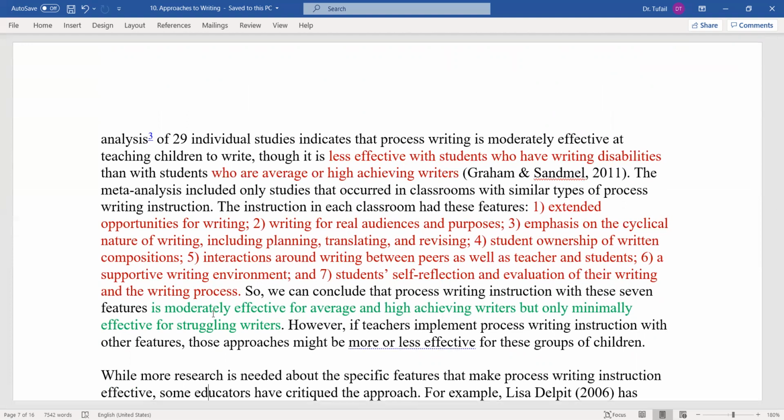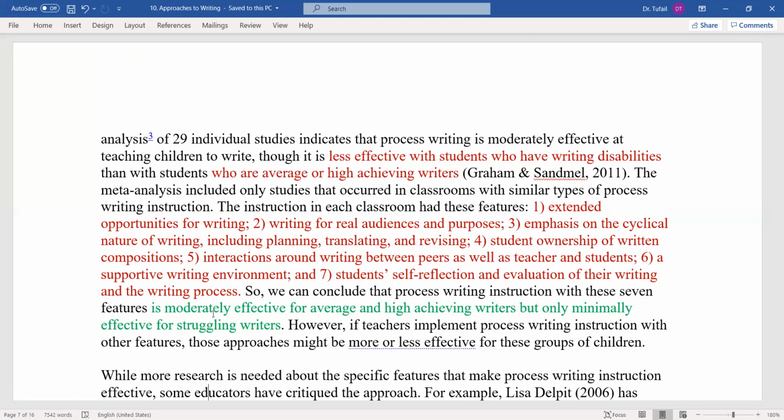There are certain concerns, but they extend the opportunity for writing for a real audience. There is emphasis on the cyclical nature of writing, including planning, translating, revising, students' ownership of their compositions, and interaction around writing between peers as well as teachers and students. These things support the environment, self-reflection, and evaluation of writing and the writing process. These are the qualities which make this approach quite important, and it is moderately effective for average and high achieving writers, but only minimally effective for struggling writers.